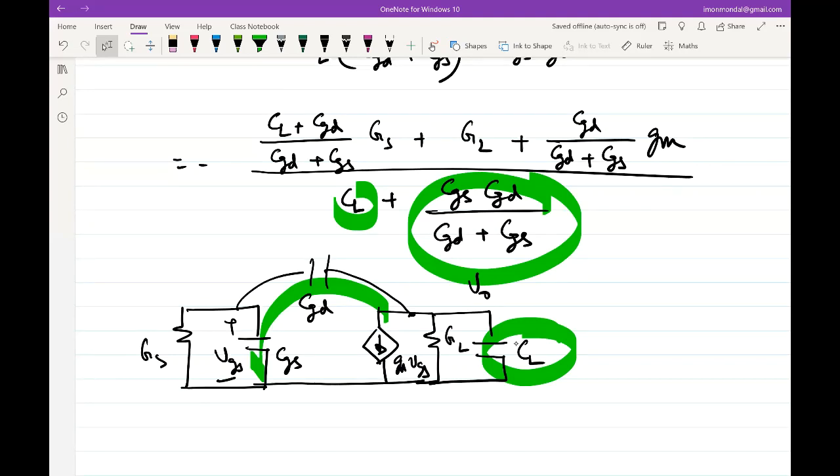So let's go to the numerator. Let's do the obvious one first. At the output node, I have GL. Is that expected? A GL connected to ground, so that is expected. Which term in the numerator do you think is the dominant term? You expect GM to be more than GL, less than GL, of the order of GL? You expect GM to be much higher than GL because ultimately the amplifier is GM over GL.